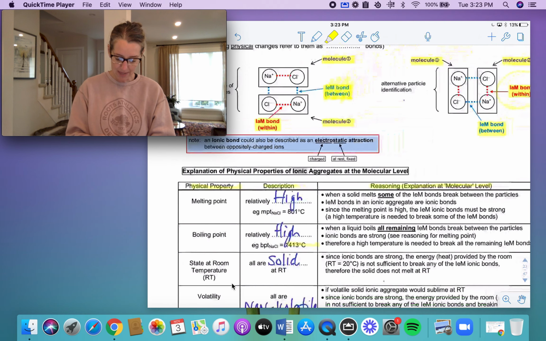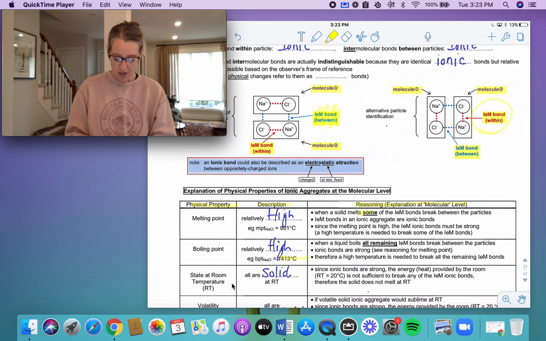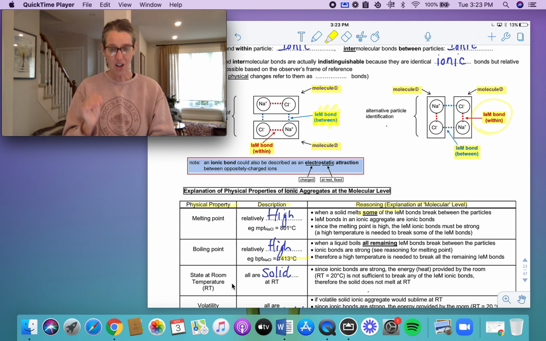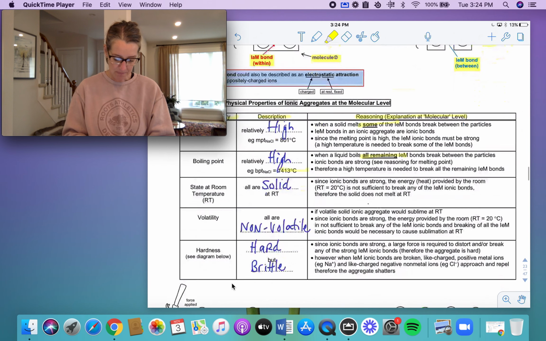Okay, remember what's happening at the molecular level? You say when something melts, some of the intermolecular bonds are broken. Okay, all at the boiling point, all of those intermolecular bonds are broken. So look at this wording specifically here. You did some of this already in the grade 11 review. We're reviewing it again, okay? We go over some of these important concepts again and again.